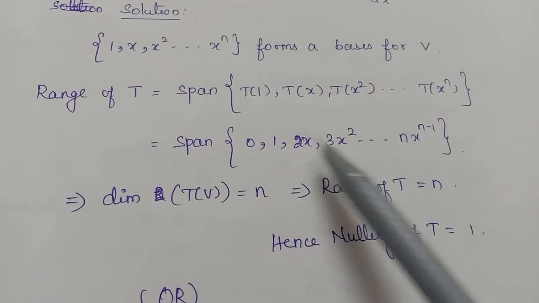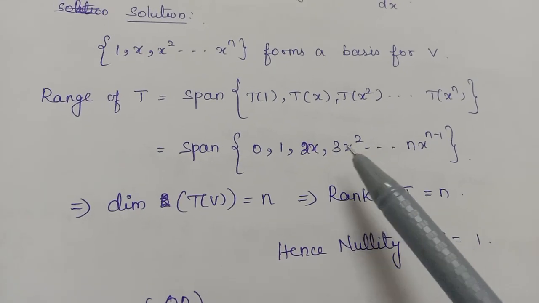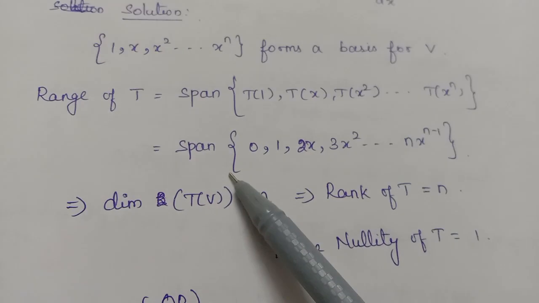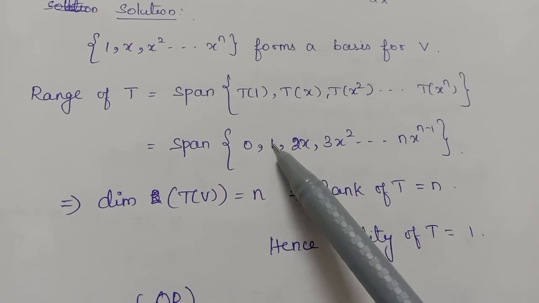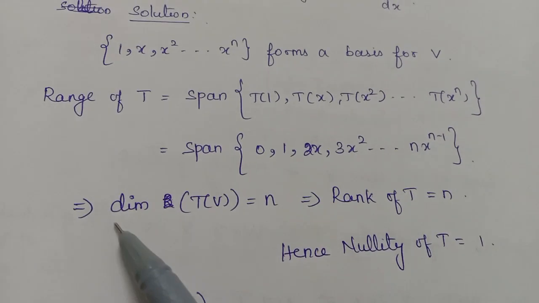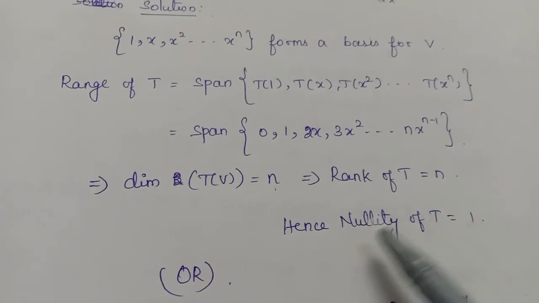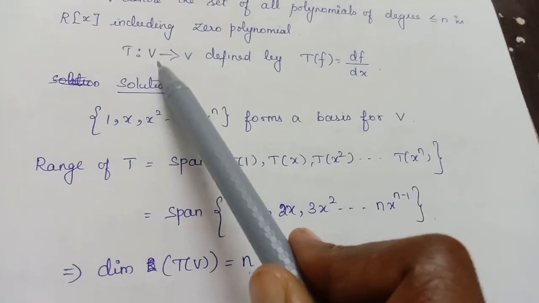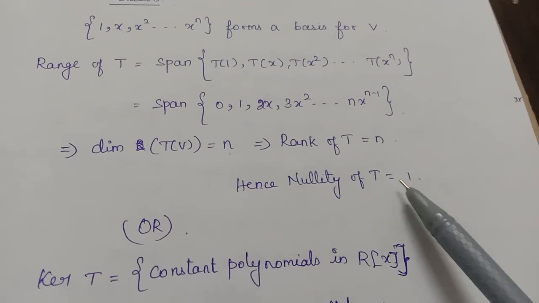So all are independent. So what is the dimension of the space spanned by this? Only n. That is, I am omitting this 0. Wherever you get 0 you have to omit. Remaining vectors count. How many vectors are there? See, these are n minus 1 plus 1 in number, no? So totally n vectors. So dimension of T of V equals n. Therefore rank of T equals n. So what is nullity? Nullity is equal to 1 because the domain is of dimension n plus 1, no? So rank equal to n implies nullity equal to 1.